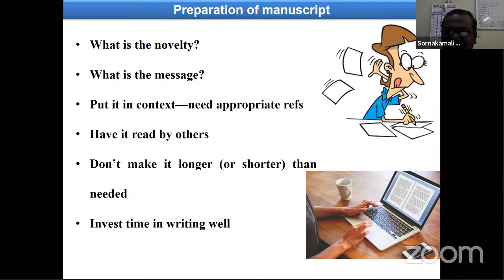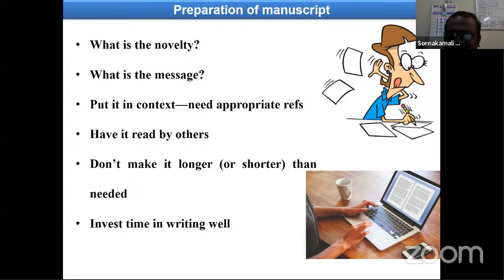Then we have to write the introduction section. Introduction is the short review of your area of literature. In the introduction section, we have to address the novelty. What is the novelty in this project? What is the gap in this research? Then how is your research going to fill the gap? So that is called a hypothesis. After forming a hypothesis, then you have to make an objective.